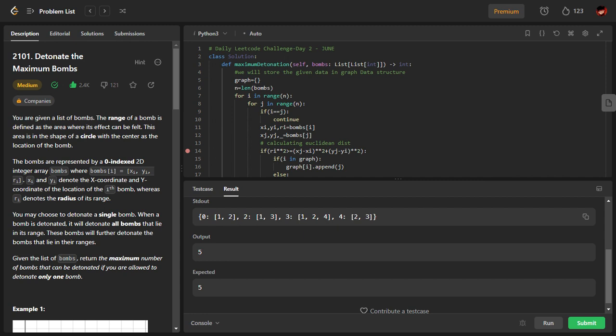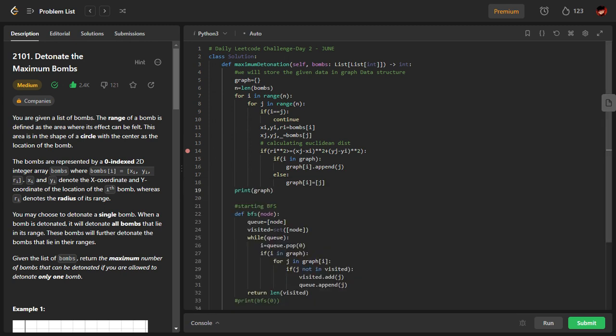Here you can see, if the zeroth bomb is blasted, it will blast the first and second bomb. Similarly, if the second bomb is blasted, it will lead to the blast of the first and third bomb. If the third bomb is blasted, it will lead to the blast of 1, 2, and 4, and so on. There will be so much data. This is how the graph will look.